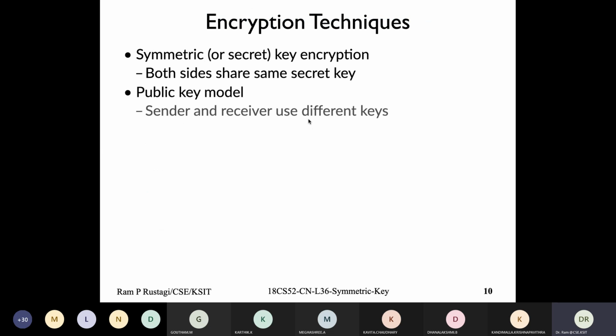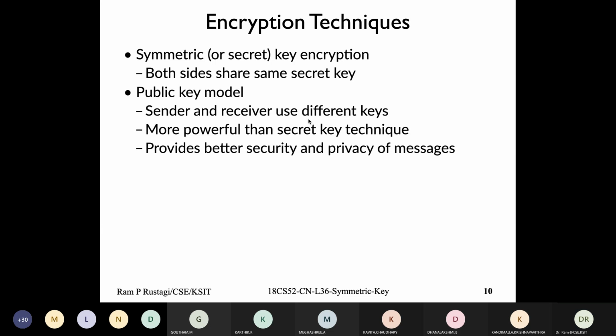So we talked about symmetric key, where both people use the same key. The other is asymmetric key, meaning sender and receiver use different keys. Using different keys requires a lot more computation power. Using asymmetric key probably requires 100 times more computation power than using symmetric key. Of course, it gives you better privacy and better security of the message, but the computation cost is way too high.